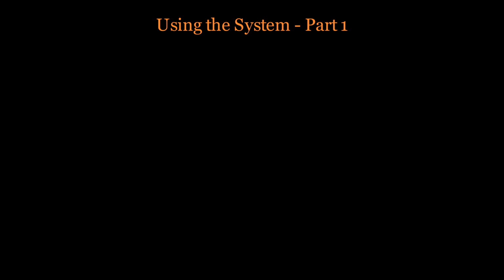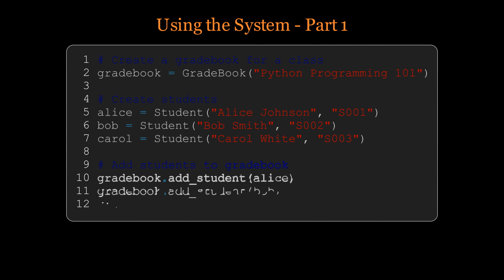Now let's see our system in action. We'll create students, add grades, and see how everything works together. This demonstrates the practical application of all the code we've written. First, we instantiate a gradebook object for Python Programming 101. Then we create 3 student objects, Alice, Bob, and Carol, each with a name and unique student ID.